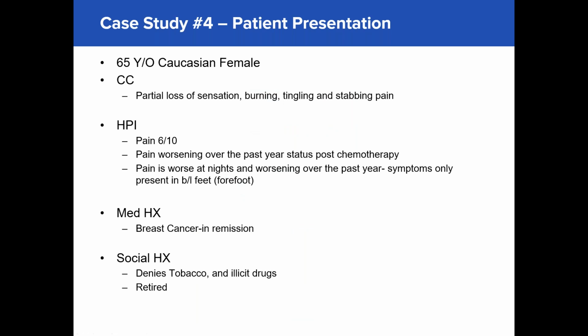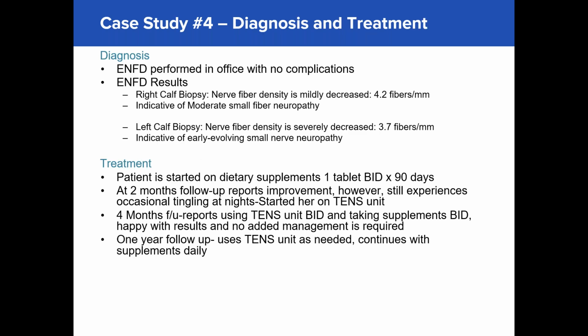It's a 65-year-old Caucasian female, partial loss of sensation, burning, tingling, and stabbing pain. Graded at 6 out of 10 and worsening since her chemotherapy, which finished a while ago, but the pain has been worsening over the past year. It is worse at night, and the symptoms are present in the forefoot. Her medical history includes breast cancer. She's in remission. She's retired and does not drink or smoke. We did the ENFD testing, and she had moderate disease on both sides with 4 fibers on the right and 3.7 fibers on the left.